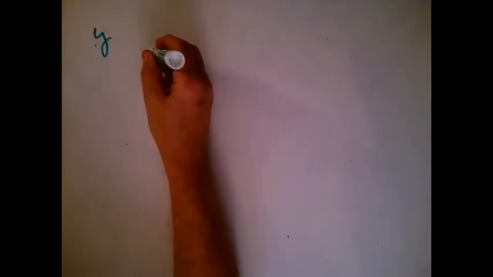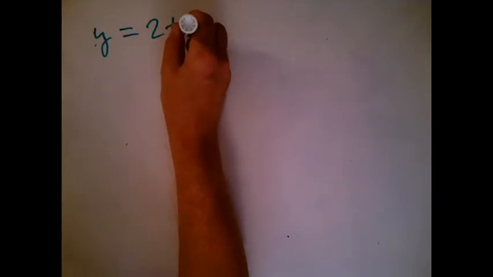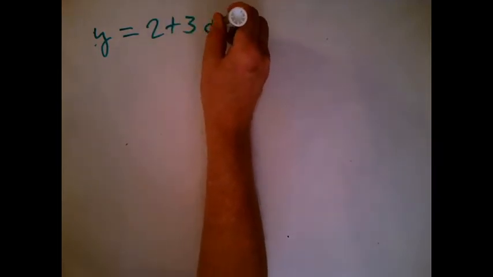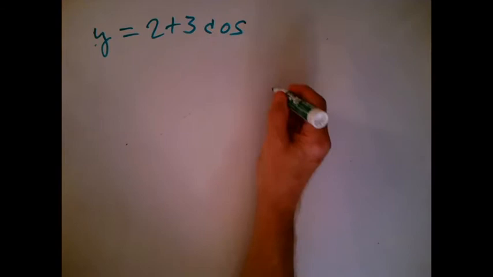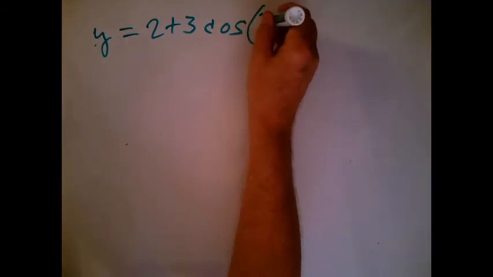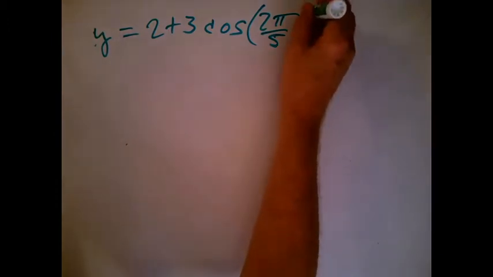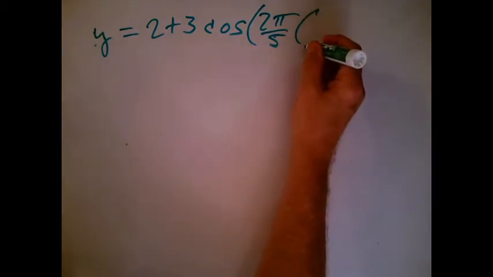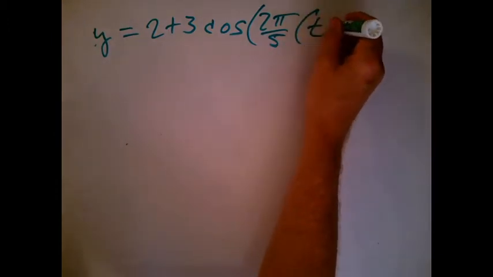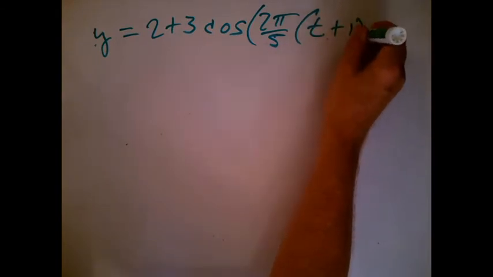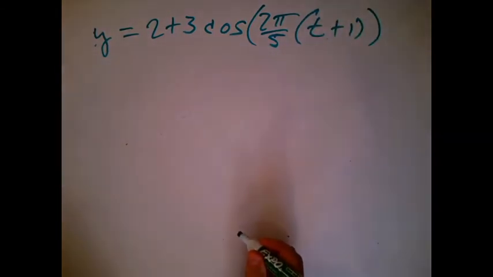So what I want to do is just write down the equation of a trig function. How about something like 2 plus 3 times the cosine of 2 pi over 5 times, say, t plus 1? Yeah, we'll go like that. Now, what do we have here?